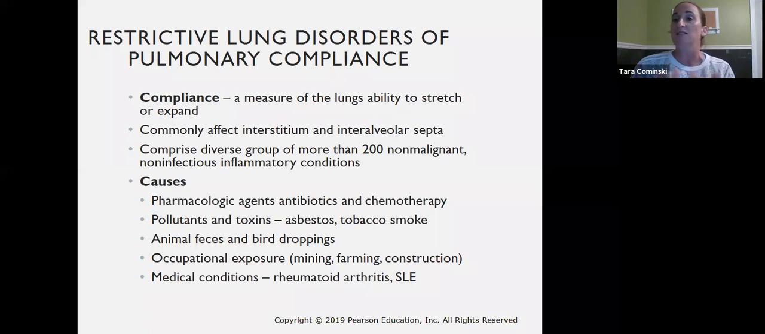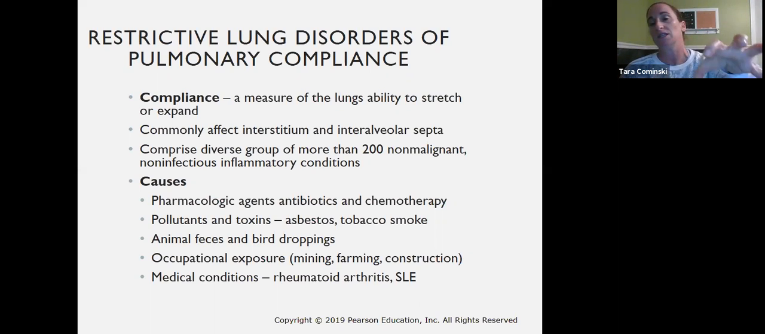Remember, when we talked about compliance, what does that mean? If you say you have decreased compliance, there is a decrease in the ability of those lungs to stretch or expand, okay? So particularly these disorders that we're going to talk about, there are problems with the elasticity of the lungs, okay? Apparently there are about 200 different types of conditions that involve reduced compliance of the lungs, okay? And so again, if you're talking about interstitium or interalveoli, this is in between those alveoli, those spaces there, where you're going to have this decreased compliance.